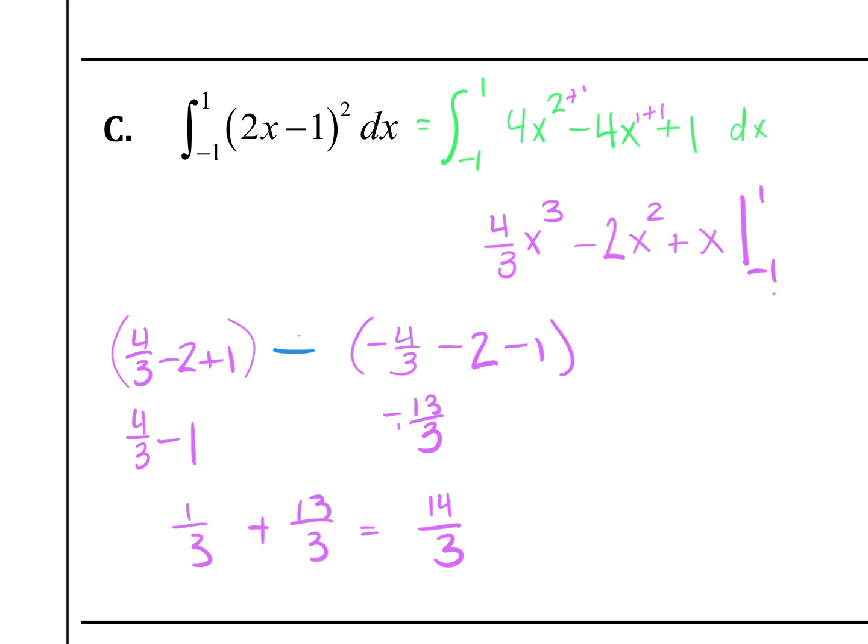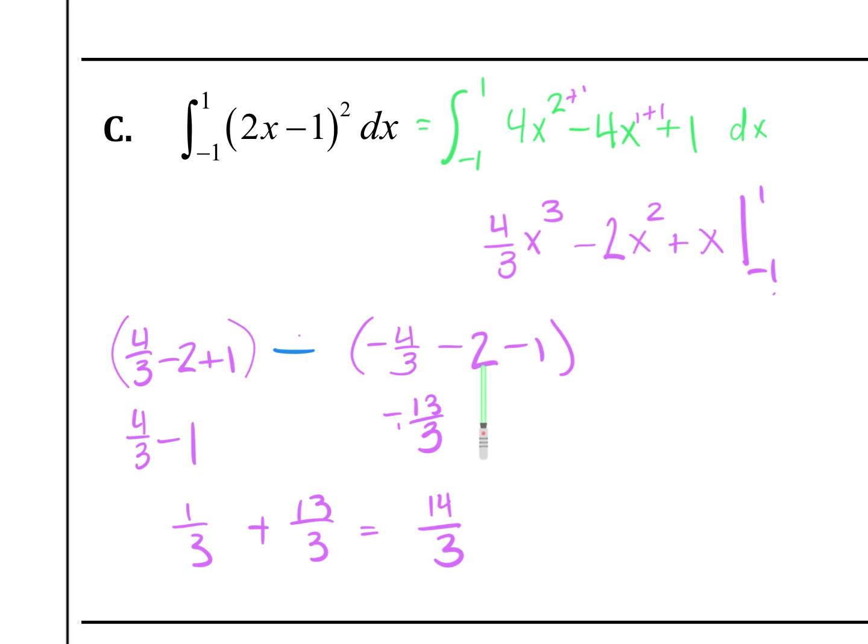Why'd you not cube that too? Why would you? 4/3 in parentheses 1 cubed. It's just 1, 1 cubed is 1. And then minus 2 times 1 squared, it's just 2, plus 1. And then minus 4/3 in parentheses negative 1 cubed. Right, so that's how I got a negative 4/3, because negative 1 cubed is negative 1.